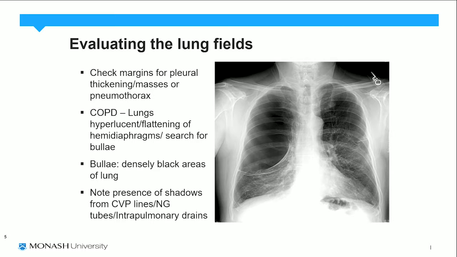So when you evaluate the lung fields, check the margins for pleural thickening, masses, or pneumothorax. With patients with COPD, the lungs are normally hyperlucent and cause flattening of the hemidiaphragms. And things that you should search for is an area of bullae. So an area of bullae will have a densely black area of the lung. And then also note the presence of shadows from CVP lines, nasogastric tubes, intercostal drains, etc.